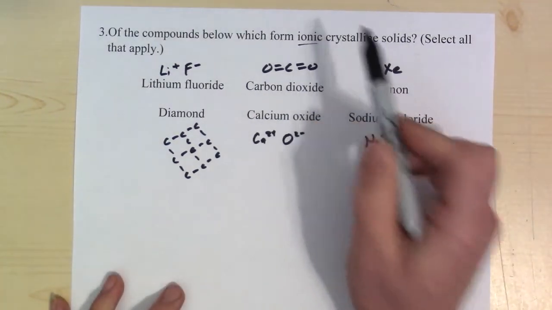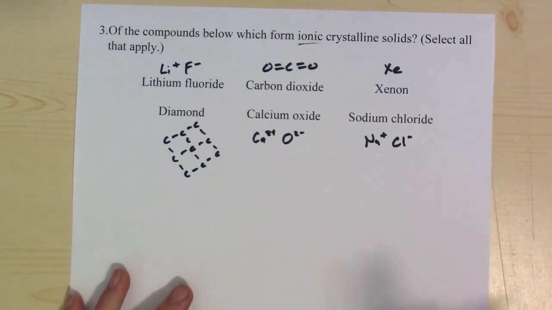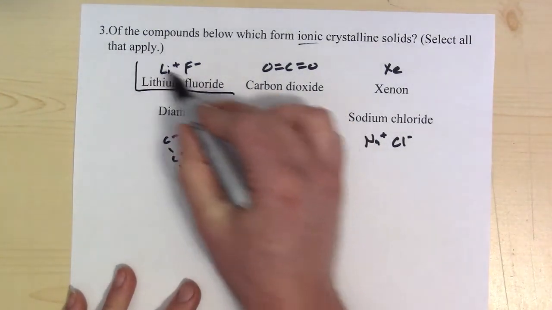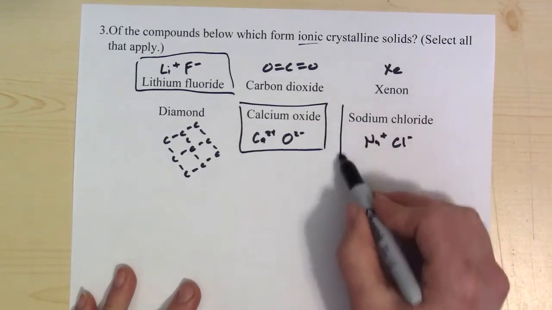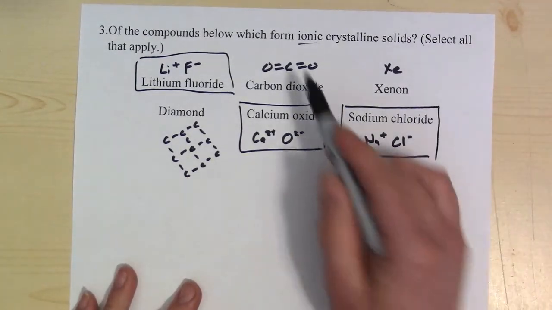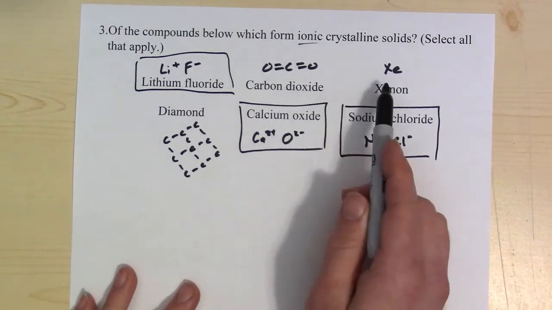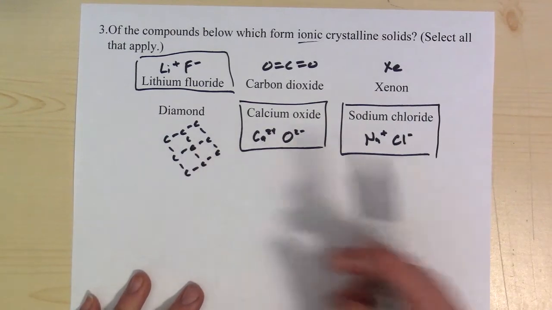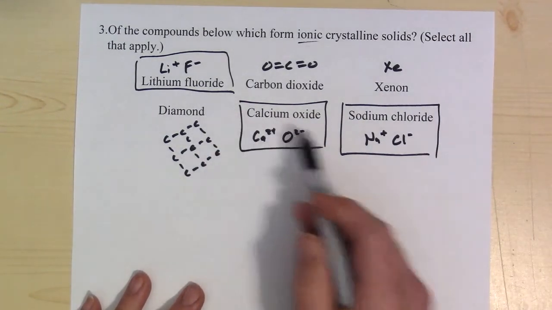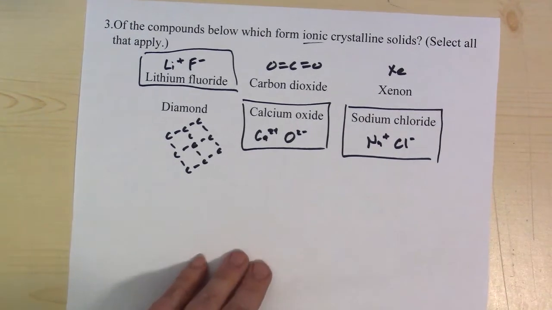So here we're looking for ionic crystalline solids, so that is going to be anything where there's an ionic bond between the atoms involved. So that is lithium fluoride, calcium oxide, and sodium chloride. Those are going to be the ionic crystalline solids. As we've seen previously, carbon dioxide and xenon are different types of crystalline solids, and diamond, again, does not have ionic bonds, so these are going to be the 3 that form our ionic crystalline solids.